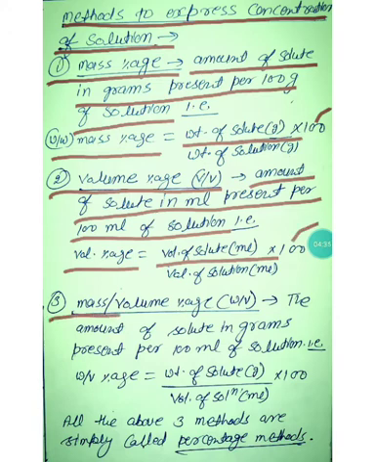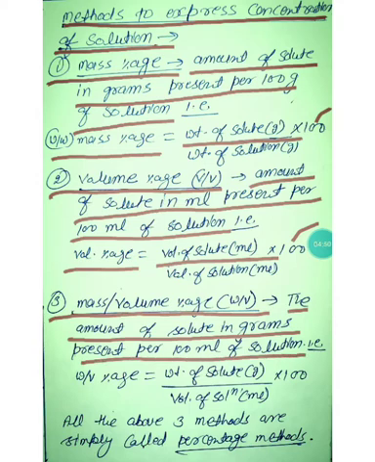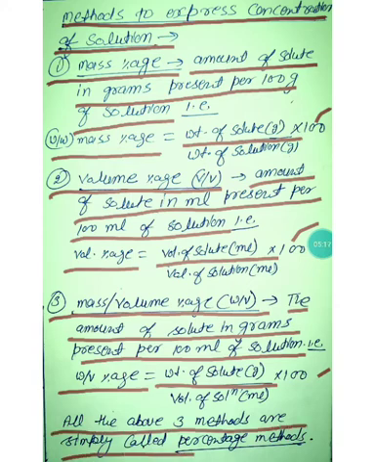And the third one, called mass upon volume percentage, W upon V, is the amount of solute in grams present per 100 ml of the solution. It means the W upon V percentage formula is weight of solute in grams divided by volume of solution in ml and multiplied by 100. And all these three methods are simply called the percentage methods.